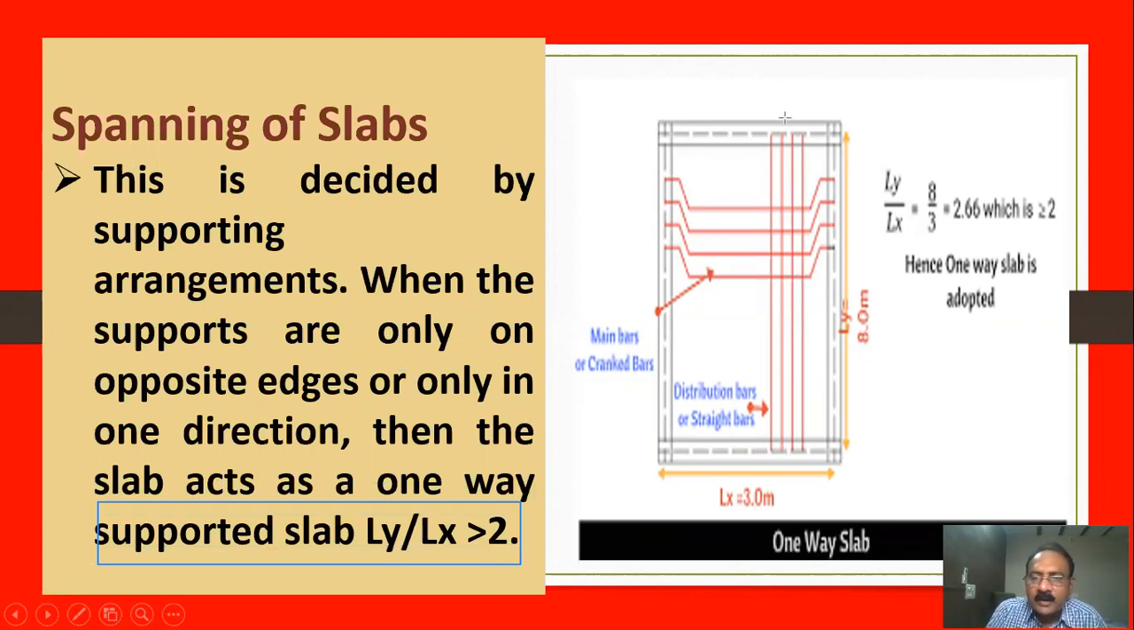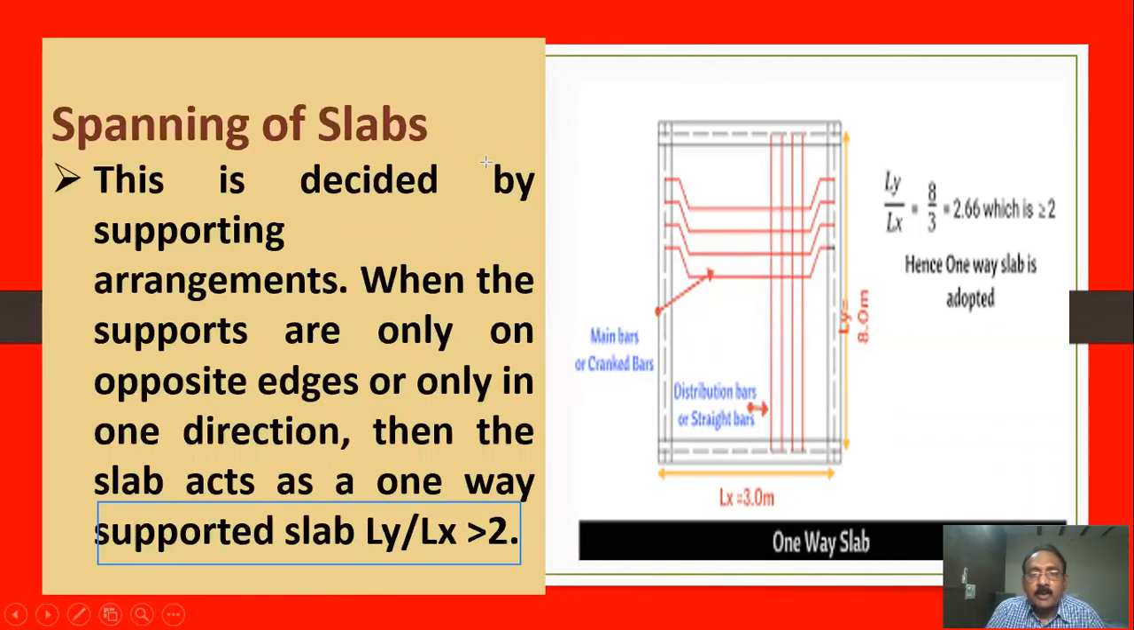Here, Ly is the larger, long distance and Lx is the shorter distance, along the X-axis of this slab. See, if Ly by Lx is greater than 2, it is a one-way slab. The slabs you observed in the previous structural plan include one-way slabs. So remember, when Ly by Lx is greater than 2, it is a one-way slab. If it is less than 2, it is a two-way slab. So we have to arrange the supports in this way.